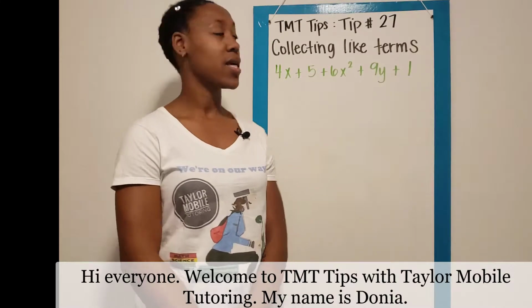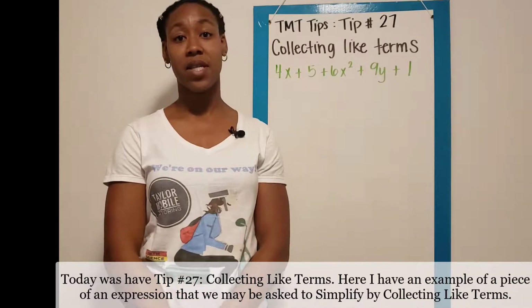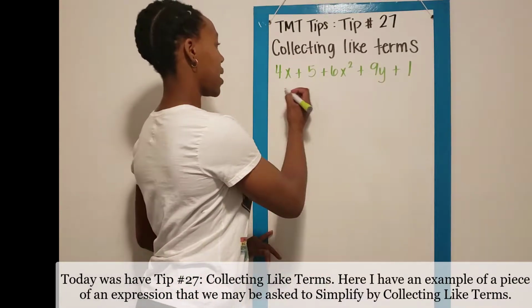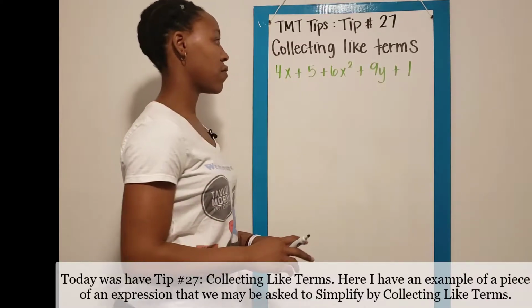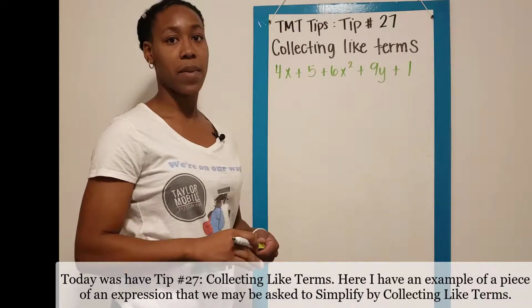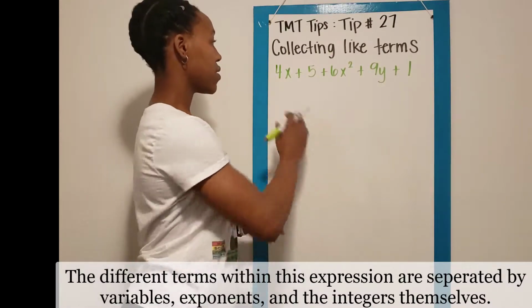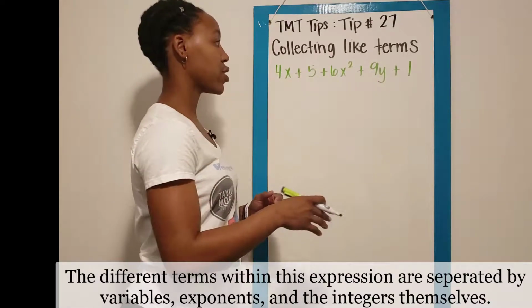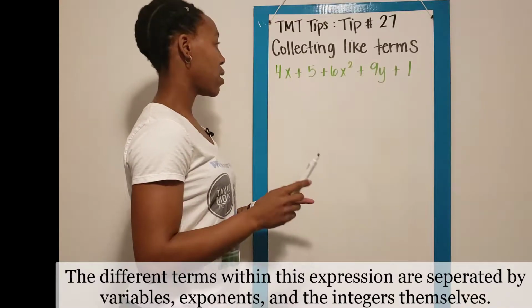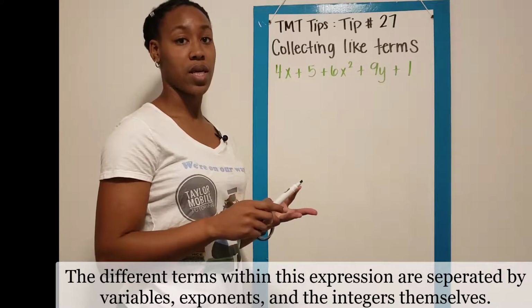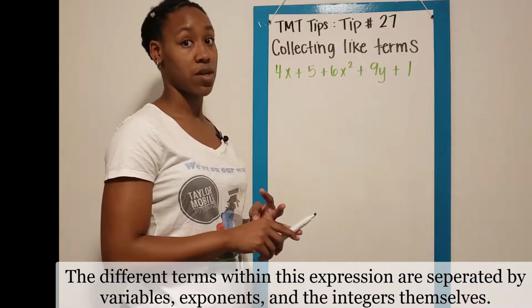My name is Donia. Today we have tip number 27, collecting like terms. So here I have an example of a piece of an expression that we may be asked to simplify by collecting like terms. The different terms within this expression are separated by variables, exponents, and the integers themselves.